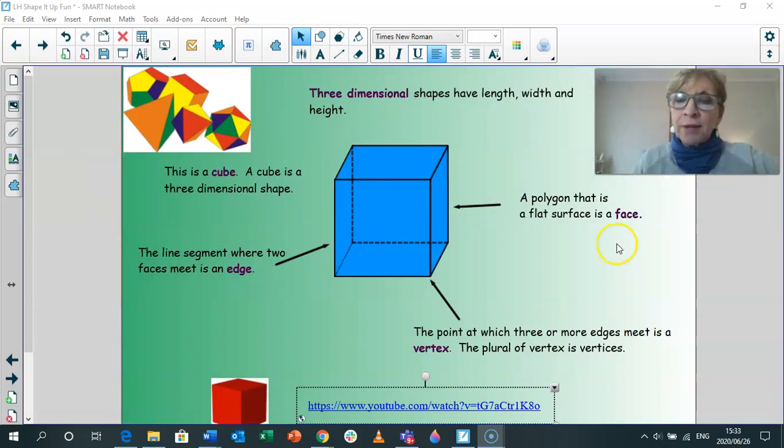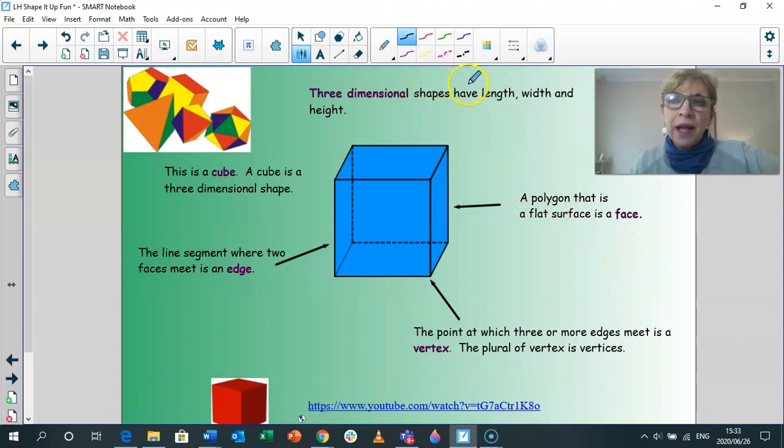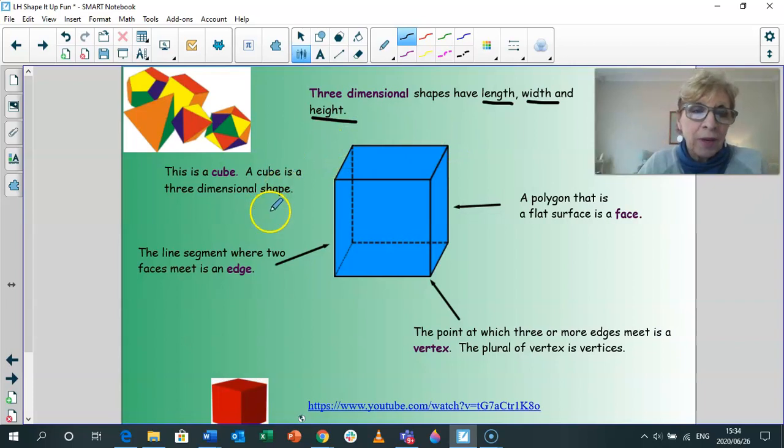So three-dimensional shapes, as I mentioned before, have got length, width, and height that you can measure. So you've got three things that you can measure about that shape. So let's have a look at this cube. A cube is a three-dimensional shape.